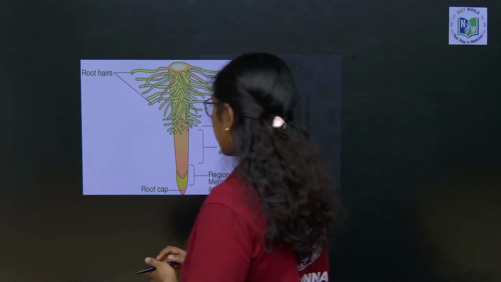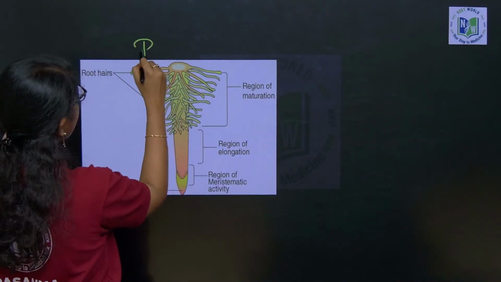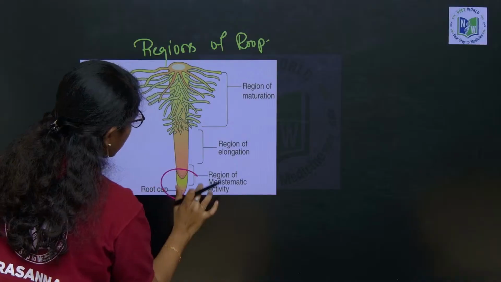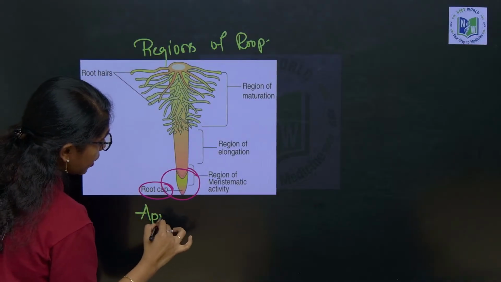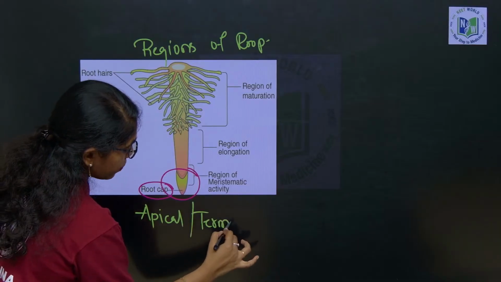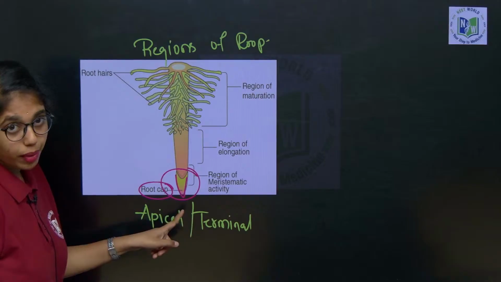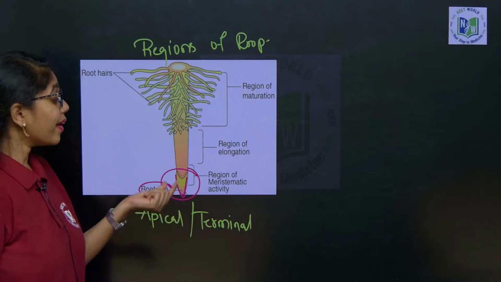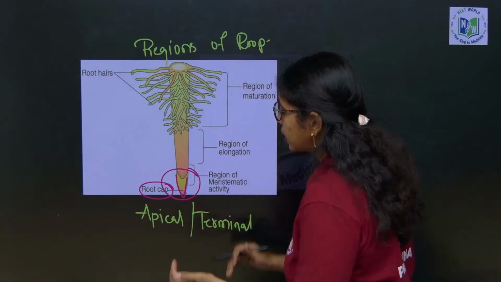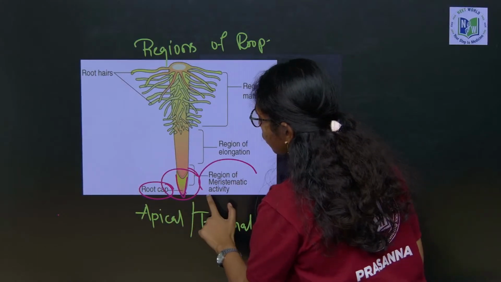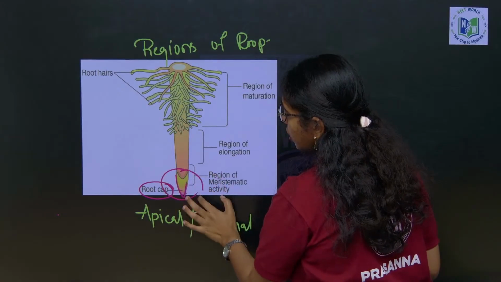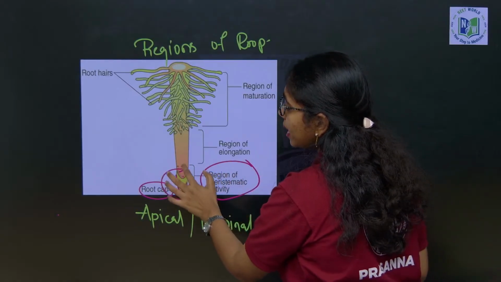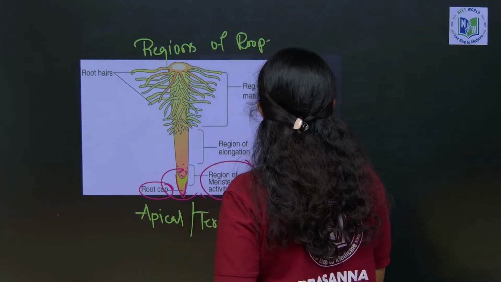If you clearly see, ma, the regions of the root are highly important. First is the root cap, which is at the apical or terminal region. A small thimble-like cap structure at the apical or terminal region of the root is called the root cap. Root cap is rich in Golgi bodies. Proximal to the root cap, you can find the region of meristematic activity, where meristematic tissues are present and the root apical meristem is present.